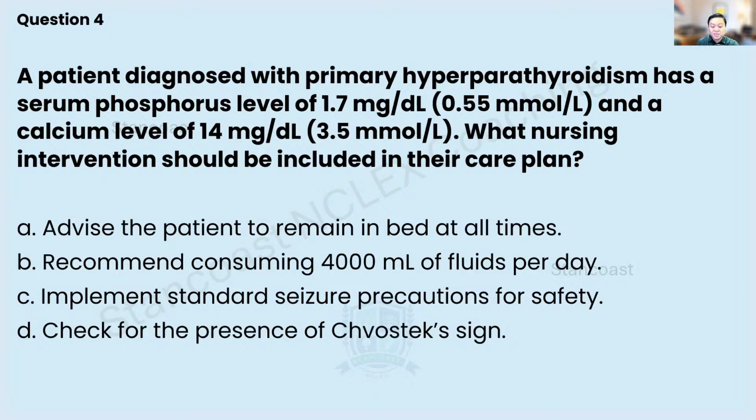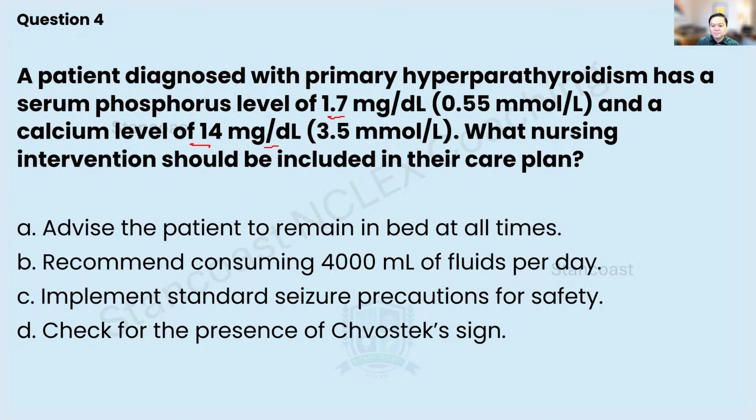So let's head into answering number 4 this time. A patient diagnosed with primary hyperparathyroidism has a serum phosphorus of 1.7 milligrams per dL and a calcium level of 14. So take note of the values here: 14 calcium, 1.7 milligrams phosphorus. What nursing intervention should be included in the care plan?